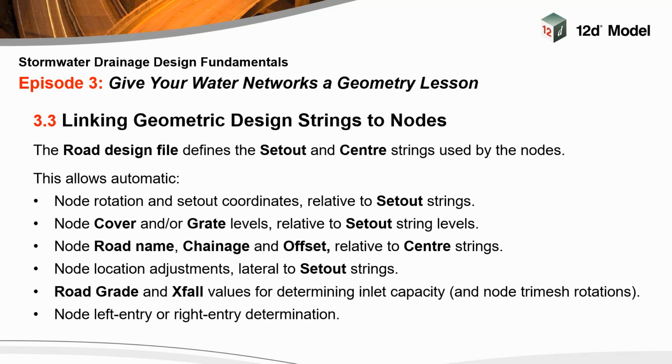And one thing that happens along the way, if you've got both a set-out string and a center string, you can determine if the node inlet is a left entry inlet or a right entry inlet, which is this certain asymmetry that all inlets have on roadways. So let's go through and do all of this now.